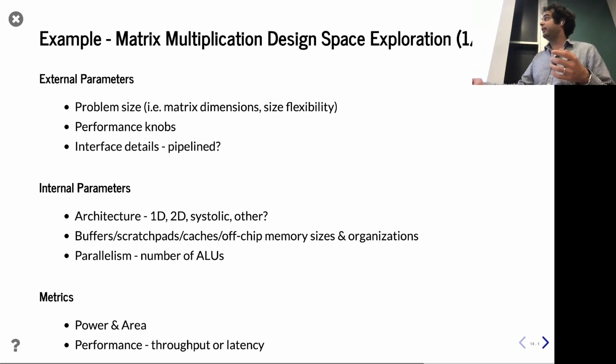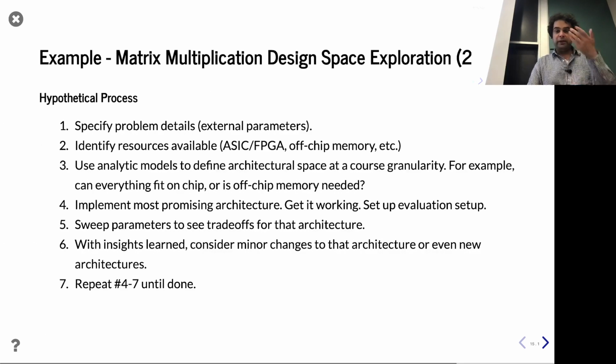Sometimes the right answer for one size problem may not be the right answer for something else. Or it's the same problem, but the constraints change. I have more or less area, more or less power, and you might make different choices. Because of that, you need to explore the design space to understand what your trade-offs are and what makes sense. So let's say you've actually been given this task, right?